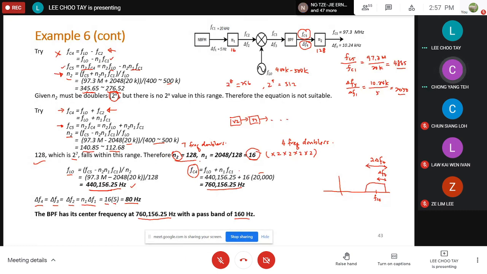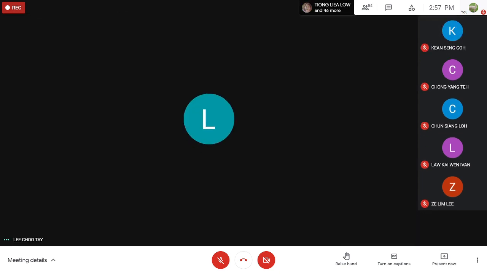Okay, good. And then for your tutorial questions, I think there's one question that says you can use doublers, you can use triplers, you can use quintuplers and so on. Then it's not so stringent anymore.